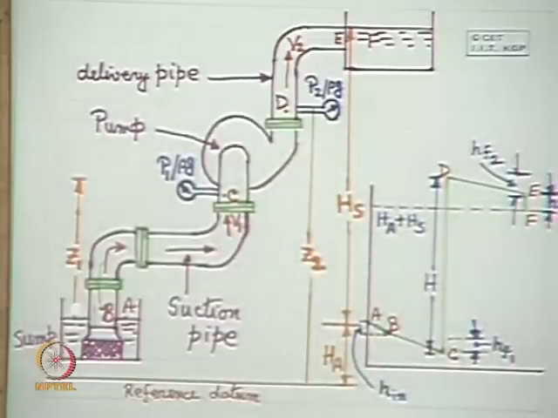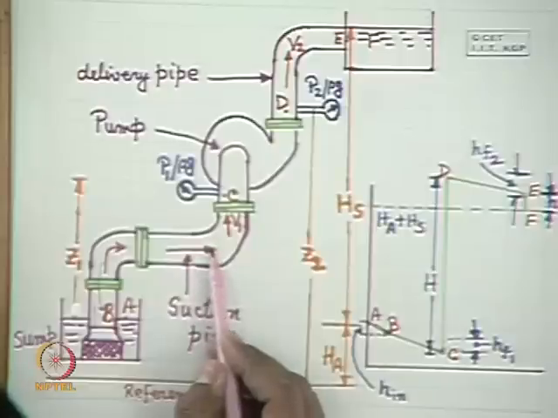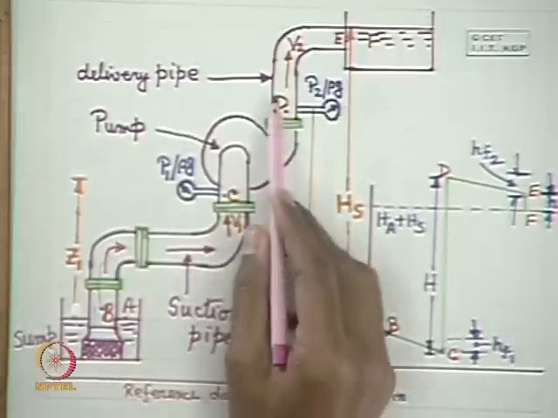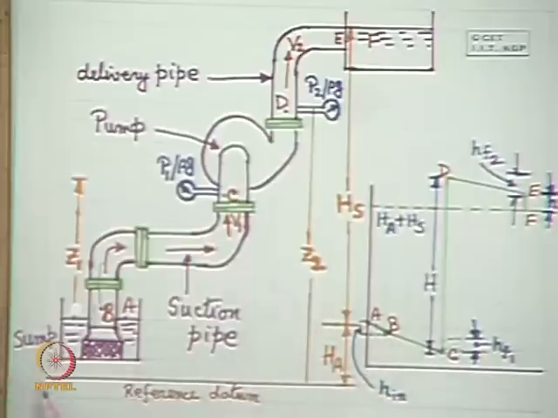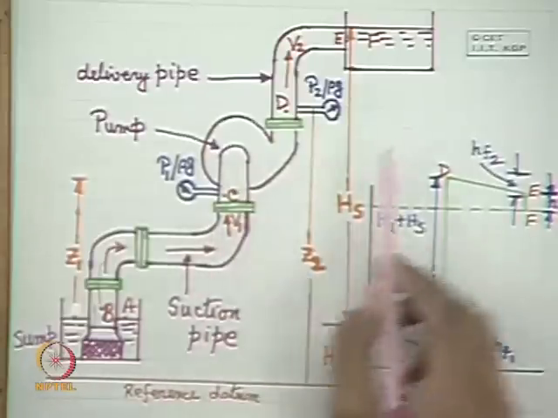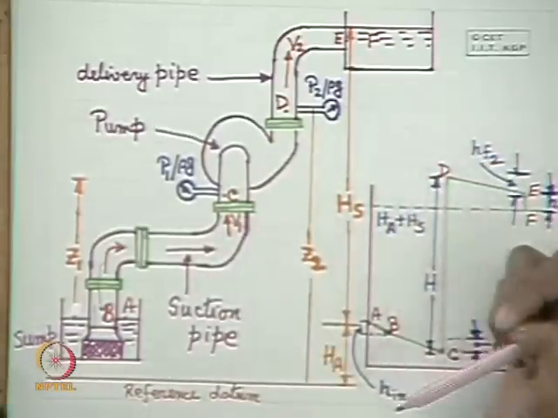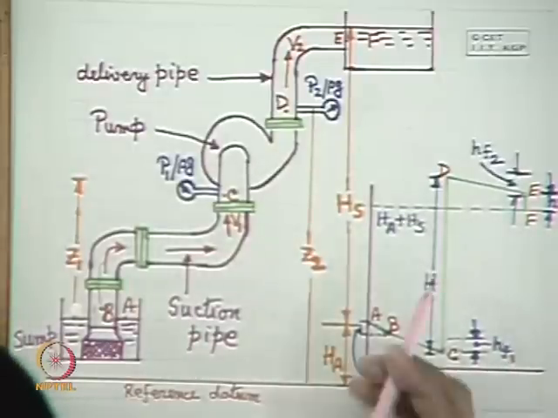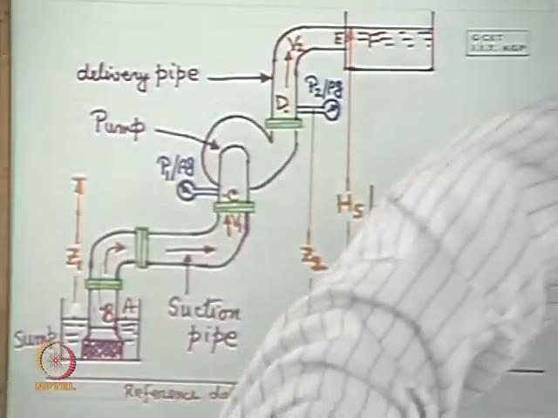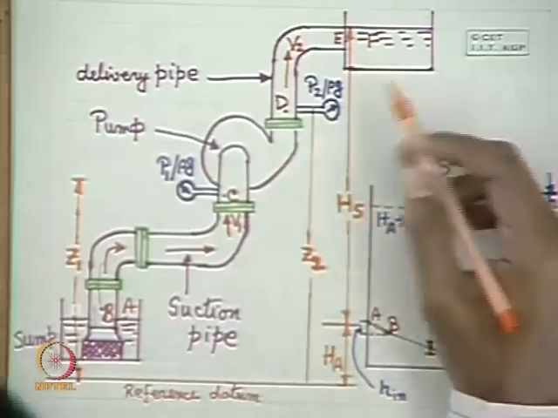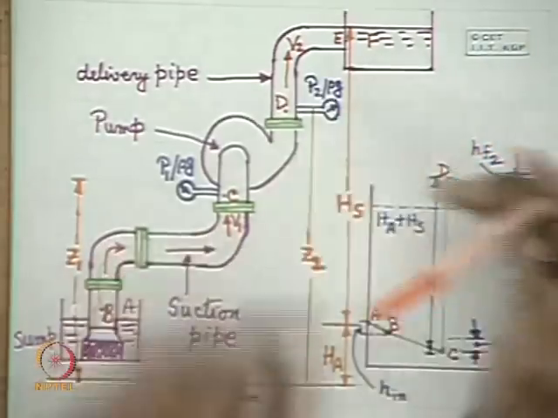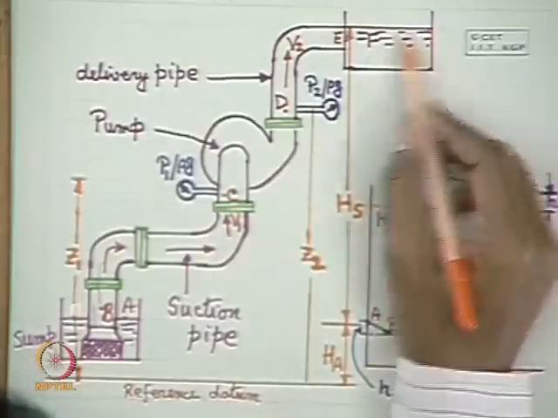Now you see that at any point in the flow of the liquid through the suction pipe, pump and delivery pipe, the total energy comprises the pressure energy, kinetic energy and the potential energy. Now we take a reference datum here from where the elevations, or the potential heads, are defined. Let us see, just a minute, there is a mistake. Well, this will be up to this. Now we see what is the total energy of the fluid at the upper reservoir surface.